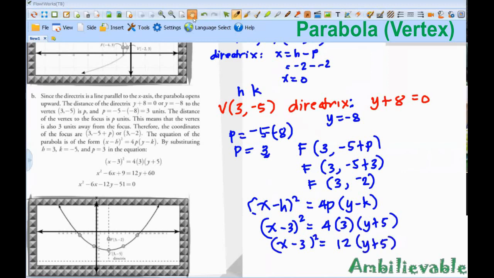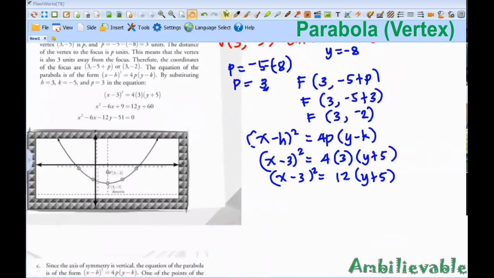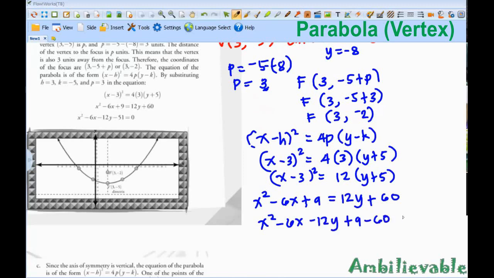Then we can expand this. It will become squaring of a binomial: x² - 6x + 9 = 12y + 60. So x² - 6x - 12y + 9 - 60. Therefore, we have x² - 6x - 12y - 51 = 0. This is the general form of the parabola.